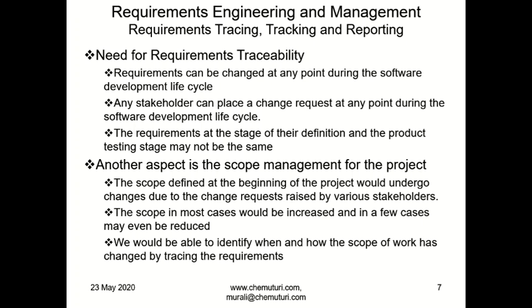The scope defined at the beginning of the project will undergo changes due to change requests raised by various stakeholders. The scope in most cases would increase, and in a few cases may even decrease. We should be able to identify when and how the scope of work has changed by tracing the requirement. This is an important aspect. That is why we need to trace the requirements, and we should prepare a traceability matrix during software development project execution.